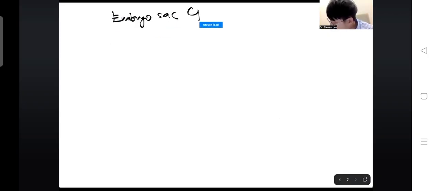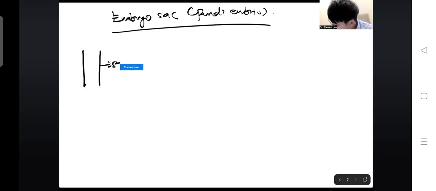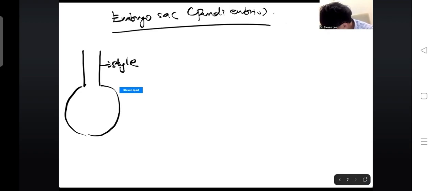All right. This is the part that students always get confused. Embryo sac. In Bahasa Melayu, pundi embrio. So you must first understand where it happens. In the very beginning, I just show you the top part. This is the style. Down here, we have the ovary, right? So this is the ovary.